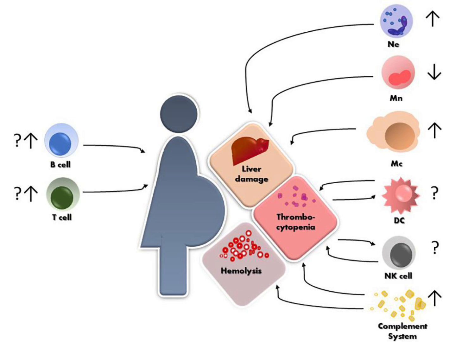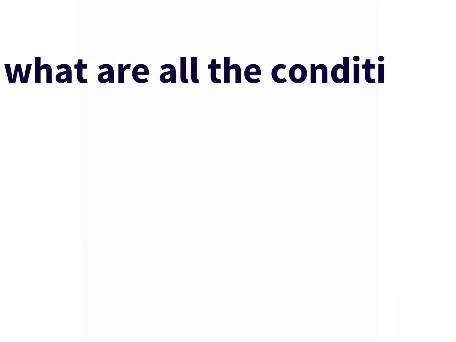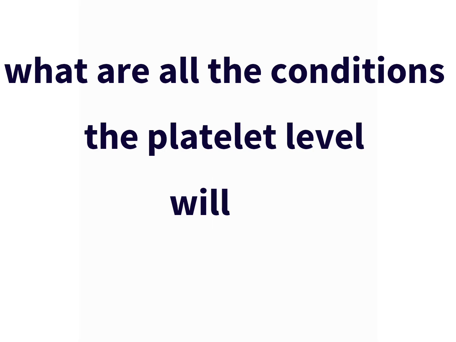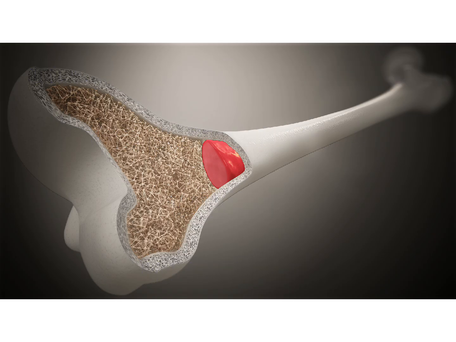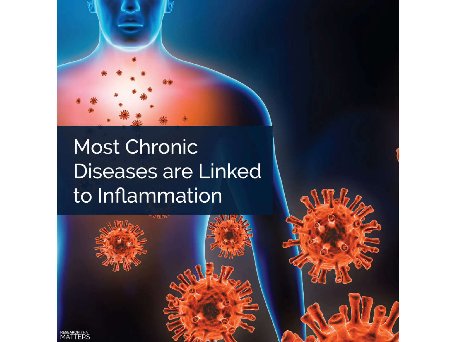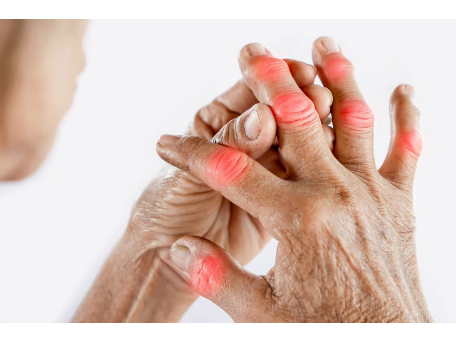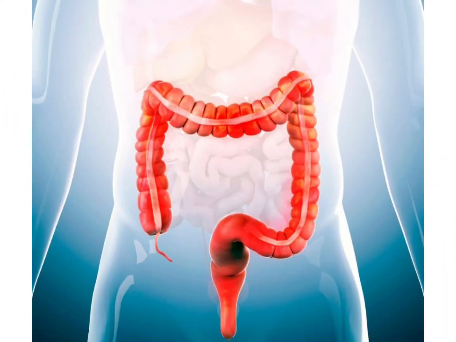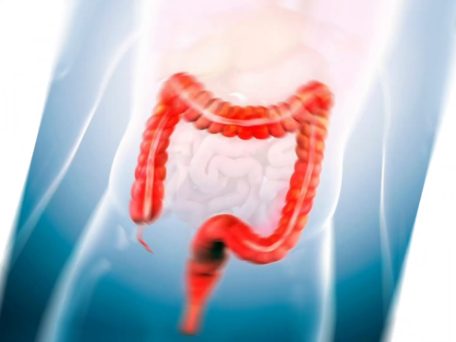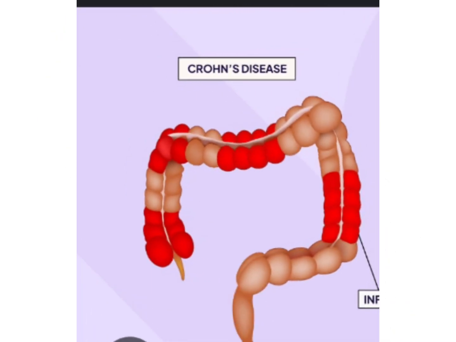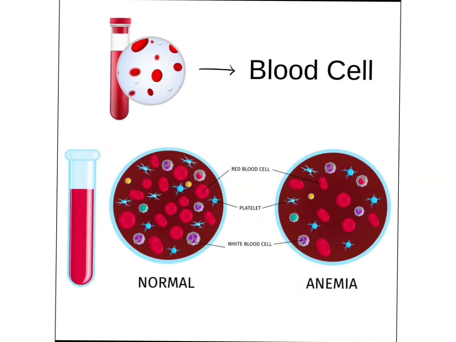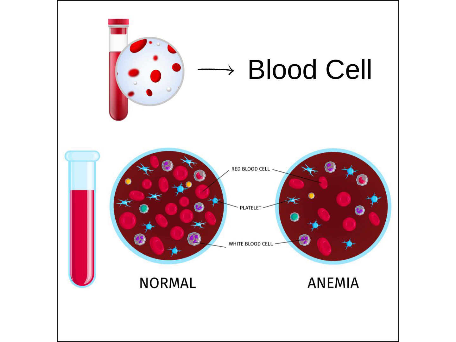And I'll tell you the conditions in which the platelet level will be increased. The first one is patients with bone marrow disorder. The second one is patients with chronic inflammatory disease, for example rheumatoid arthritis, irritable bowel syndrome and Crohn's disease. Third one is iron deficiency anemia. Whenever the body is undergoing breakdown of cells, our bone marrow will increase the production of platelets to meet the needs of the body. And the next one is spleen removal.